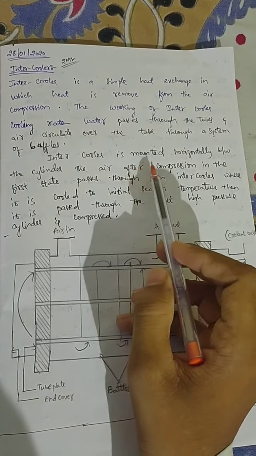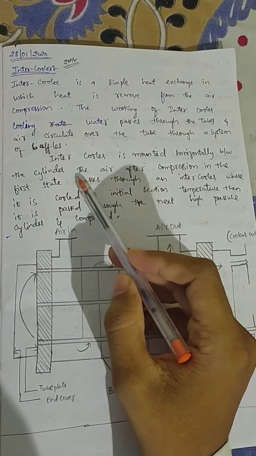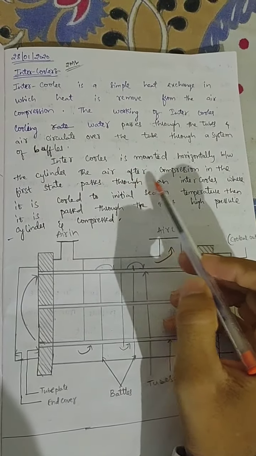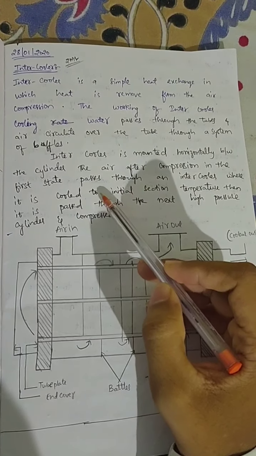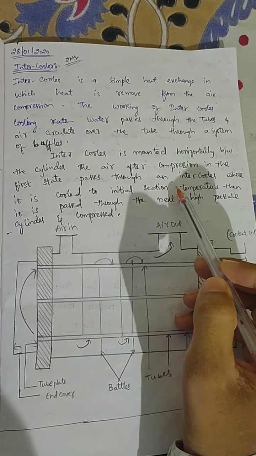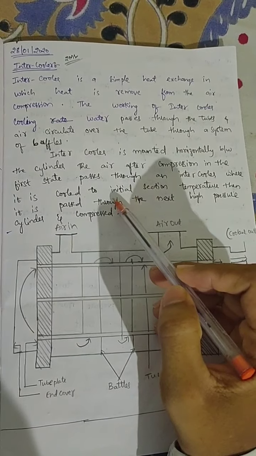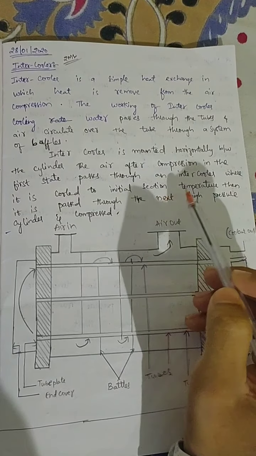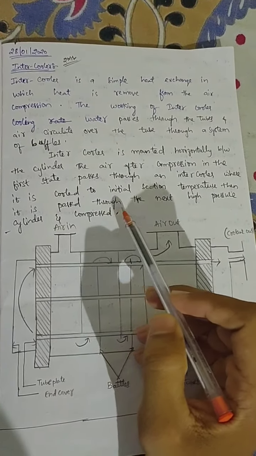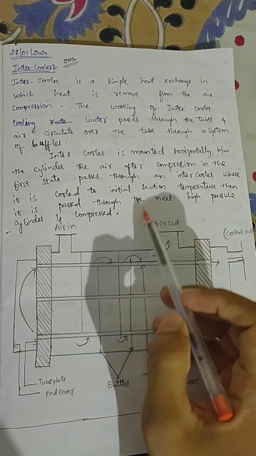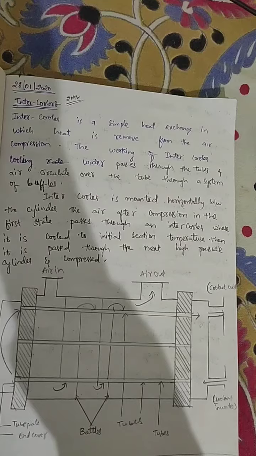The intercooler is mounted horizontally between the cylinders. The air after compression in the first stage passes through an intercooler where it is cooled to the initial suction temperature. Then it is passed to the next high pressure cylinder and compressed.